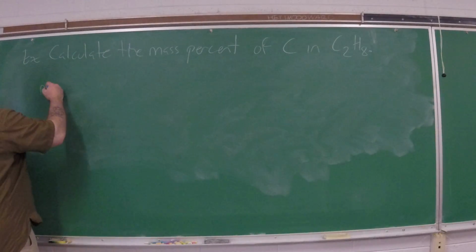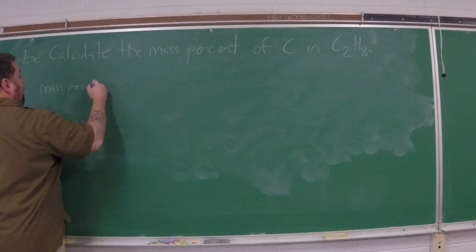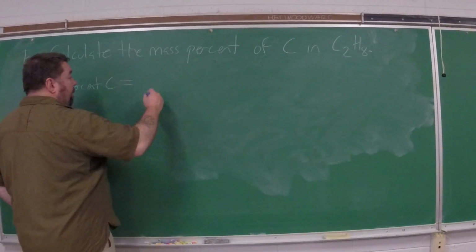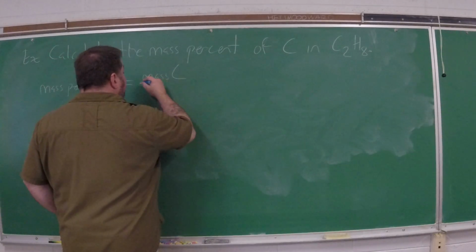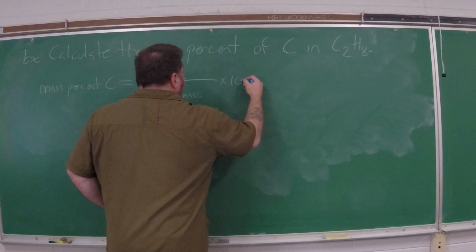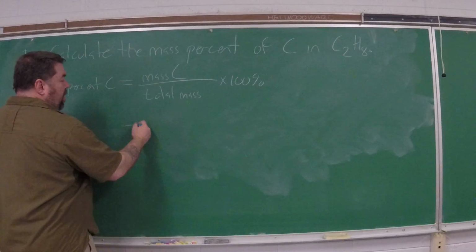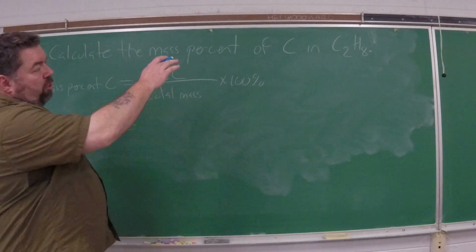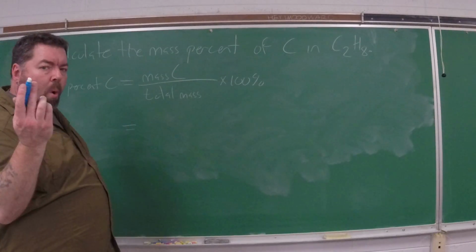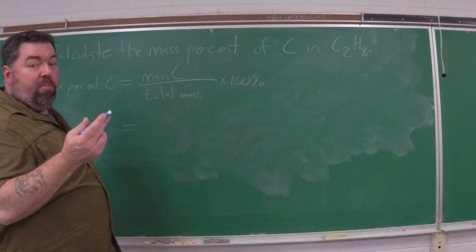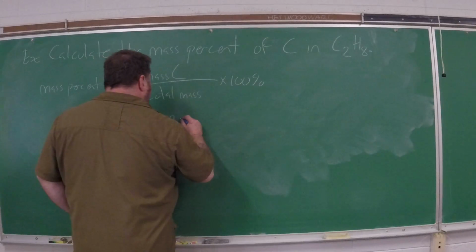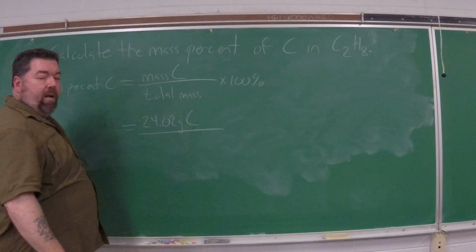So again, the mass percent of carbon is going to be, I'll write this out. You don't have to write this out all the time. Mass of carbon divided by total mass, times 100%. Just plug in your numbers. So for the mass of carbon in C2H8, what's the mass of the carbon in one mole of that? You'd have two moles of carbon, so 2 times 12.01, we have 24.02 grams of carbon.